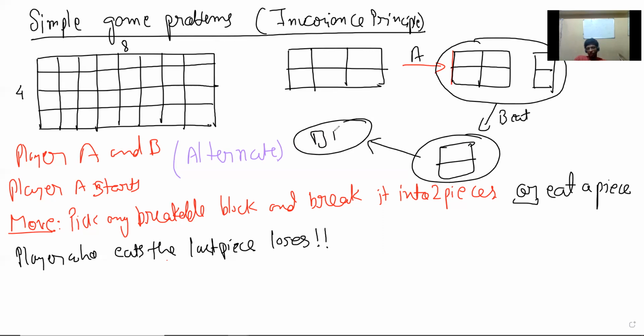So this game has more possibilities. Now B will eat a piece, so it is left with only one piece. And now A cannot break anymore, he has to eat. If A eats, he's eating the last piece, so he loses. So you see in this 2x3 case, A loses in this game. Well, at least in this way he loses. If he maybe plays some other way, he wins. I don't know, you have to think.